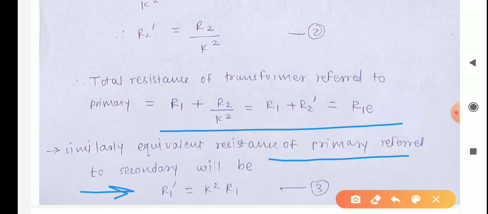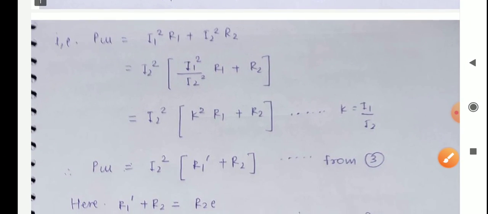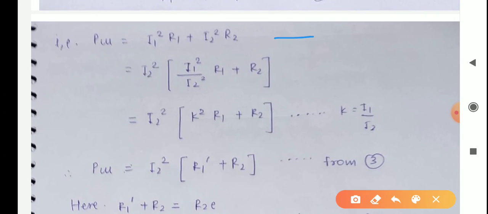R1 dash is equal to K square R1, from the same formula, that is copper loss is equal to I1 square R1 plus I2 square R2. Now we will take I2 square common and we will be remaining with I1 square divided by I2 square into R1 plus R2. So the copper loss expression will be I2 square in bracket K square R1 plus R2, because K is equal to I1 by I2, that is our current ratio.